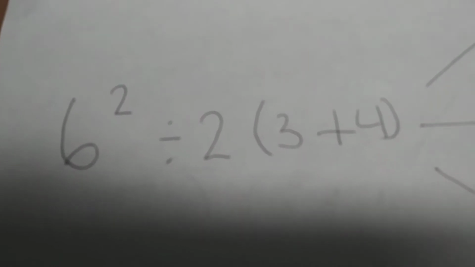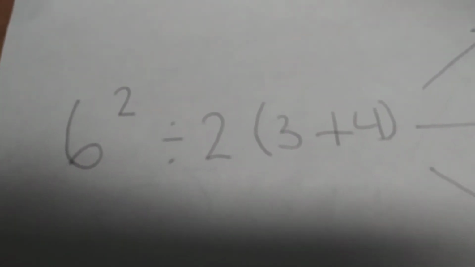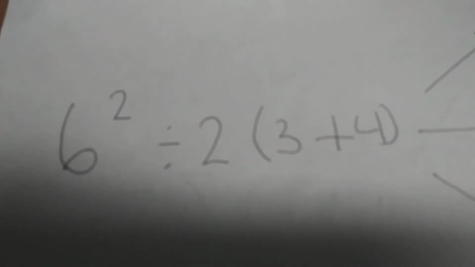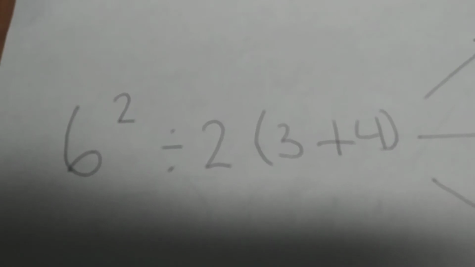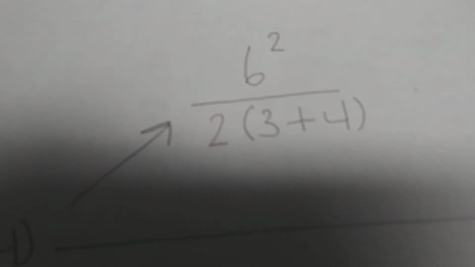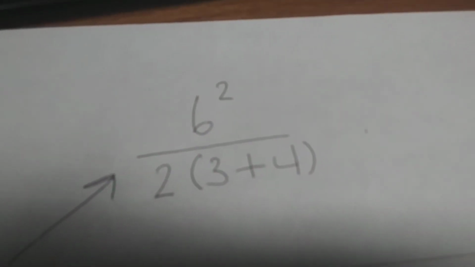All right, so you either looked at this problem and said 6 squared divided by 2, and then times 3 plus 4, or you said 6 squared and the whole thing, 2 times the parentheses 3 plus 4, is being divided. So what does that look like? What do I mean? All right, so over here, this is if you thought that everything to the right of that division sign was being divided. Now, over here, this is if you thought that it was just the 2 that was being divided.